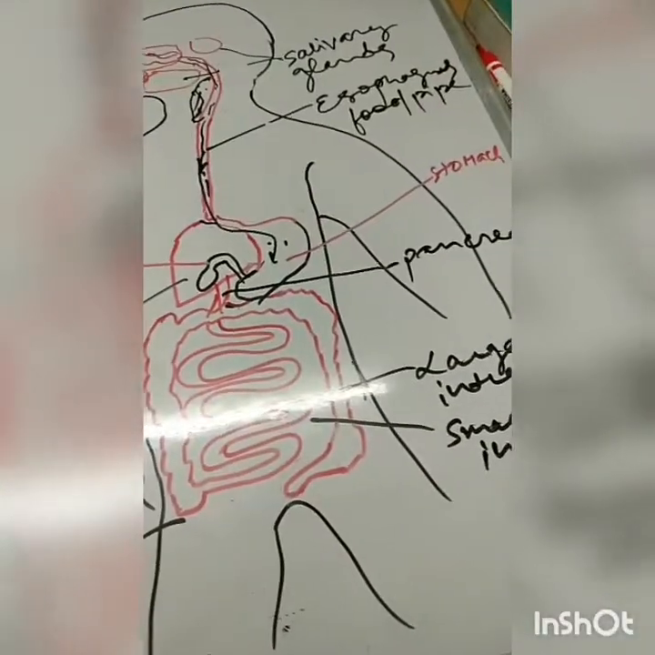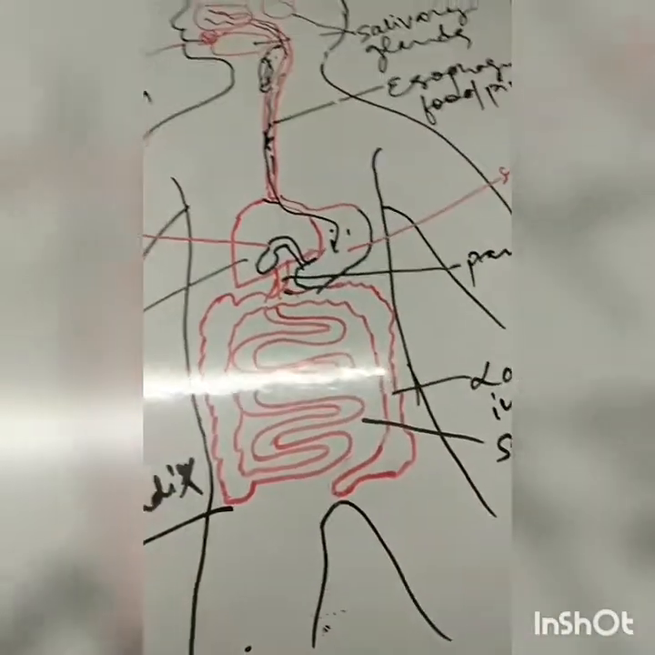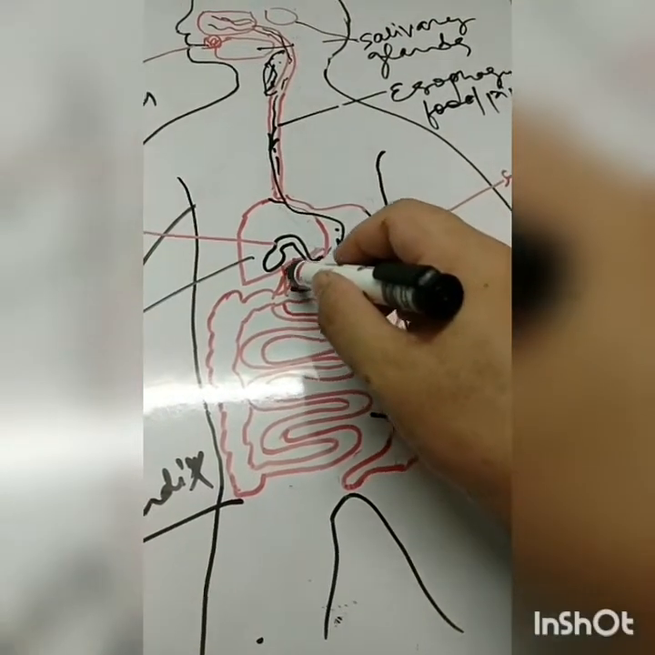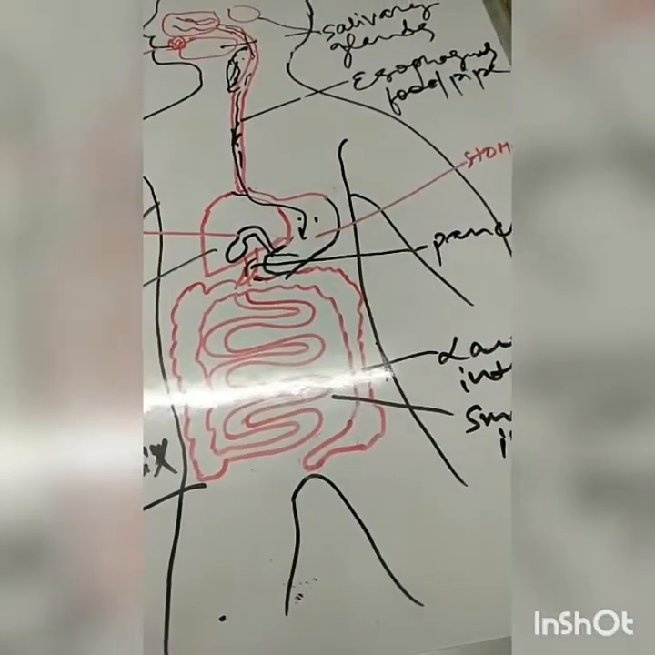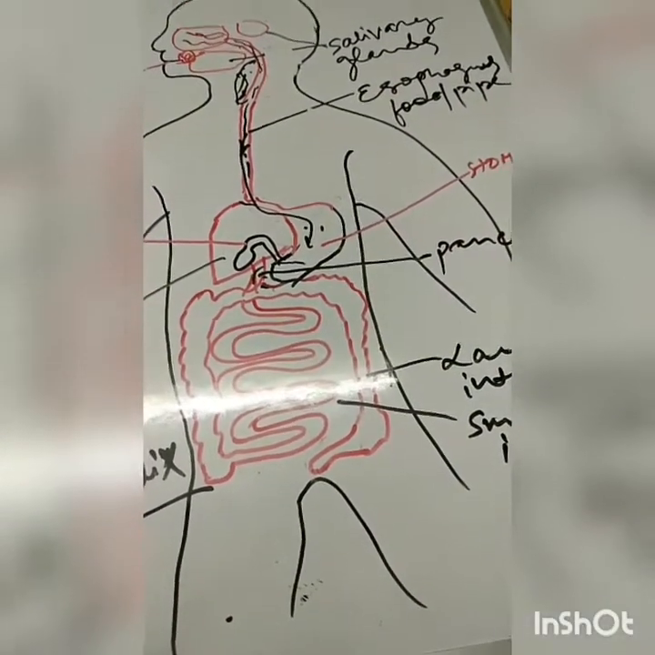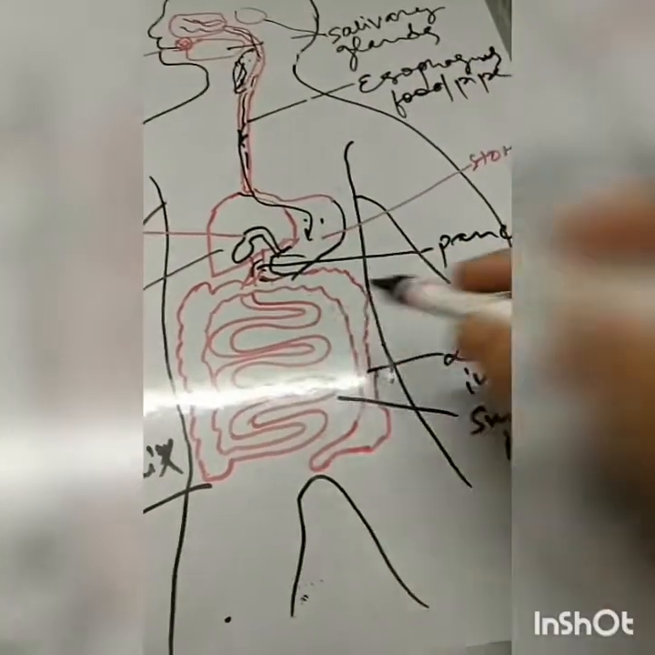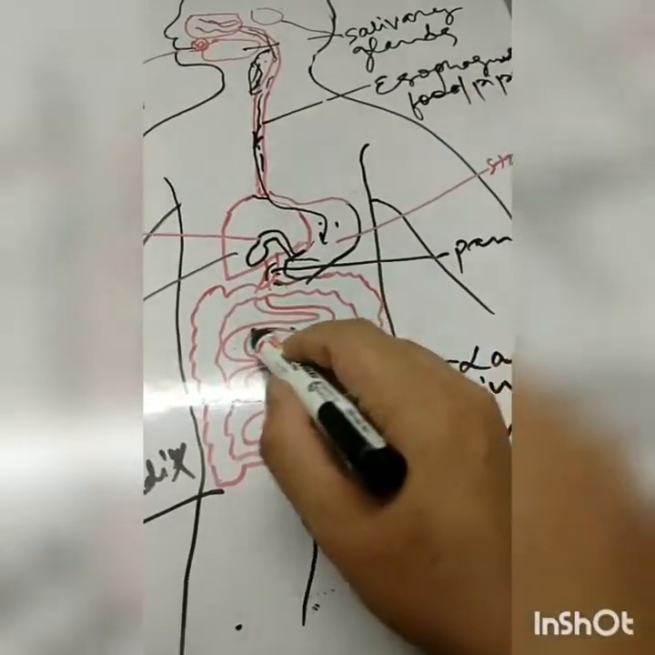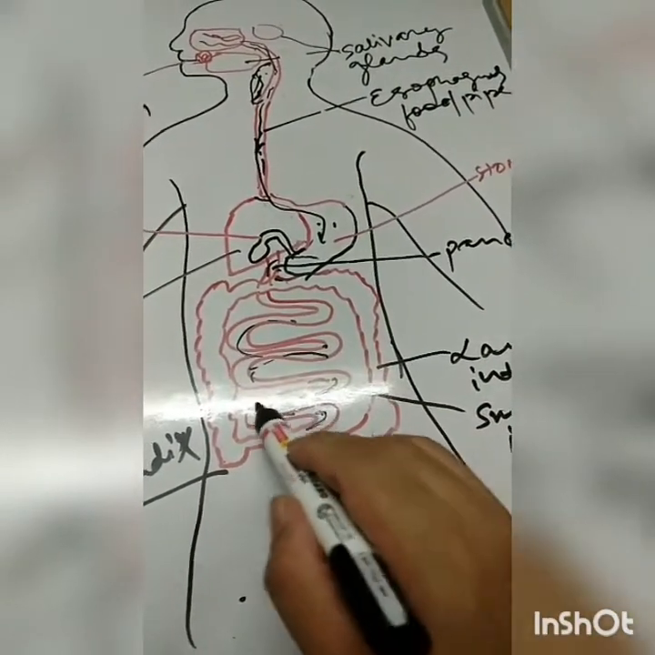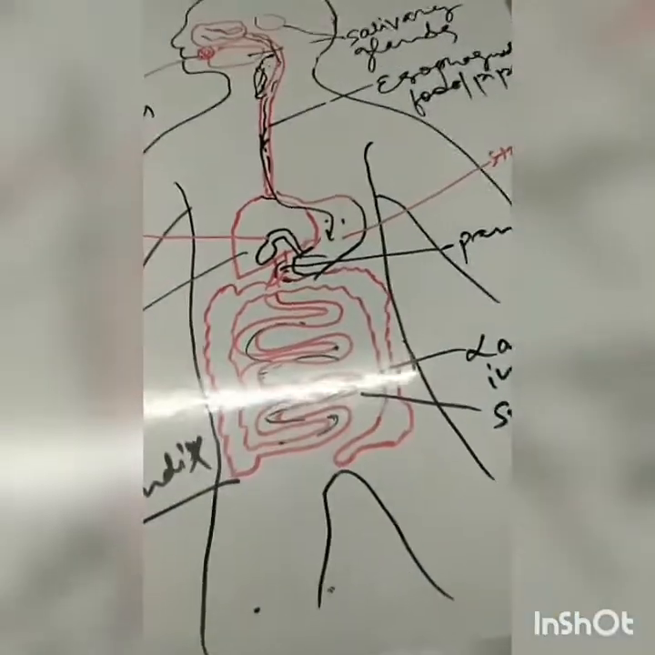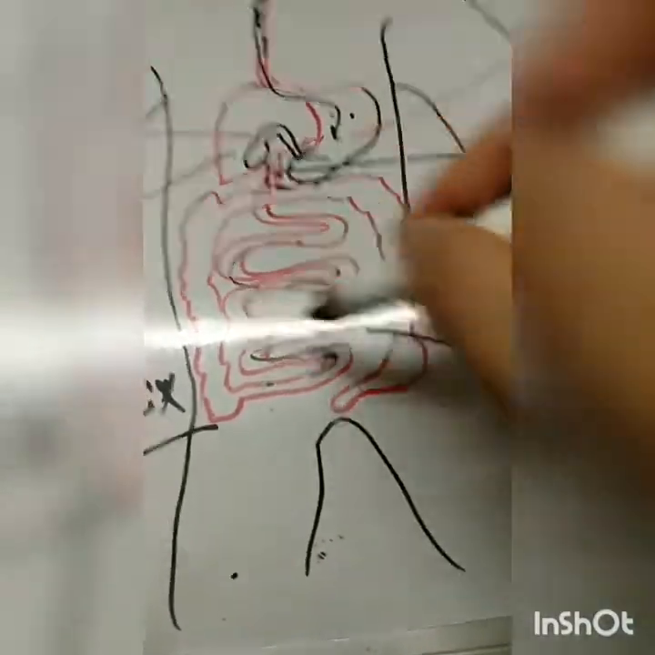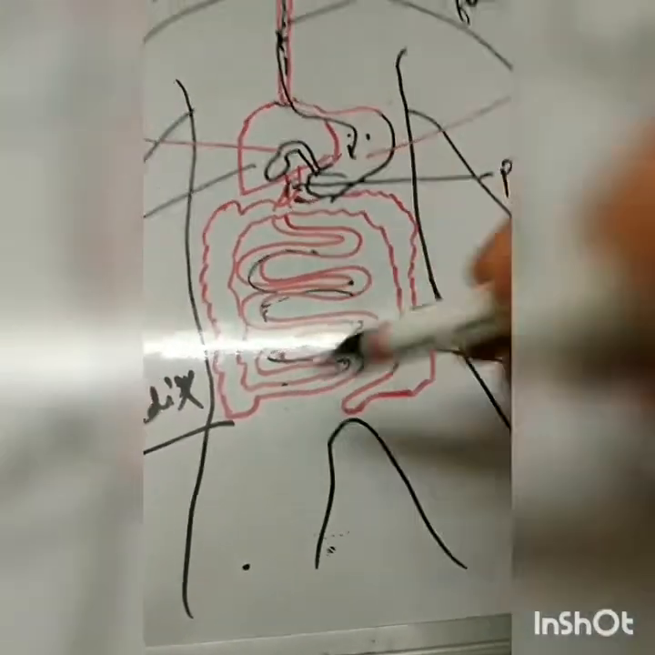Hydrochloric acid in gastric juice, all those things are involved in digestion of food. After that, it will go to the small intestine. In the small intestine, there is the duodenum. From the duodenum, it will go to the smaller intestine. This is the smaller intestine, right? Here, mainly the complete digestion of food particles takes place.